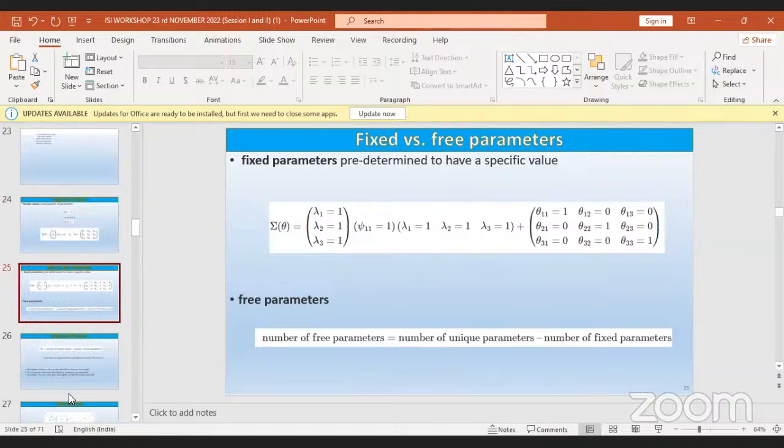Now for fixed parameters, fixed parameters are predetermined to have a specific value. So lambda 1, lambda 2, lambda 3, all set to 1. Diagonal items are all set to 1. And off-diagonal items are set to 0. So number of free parameters is equal to number of unique parameters minus number of fixed parameters.